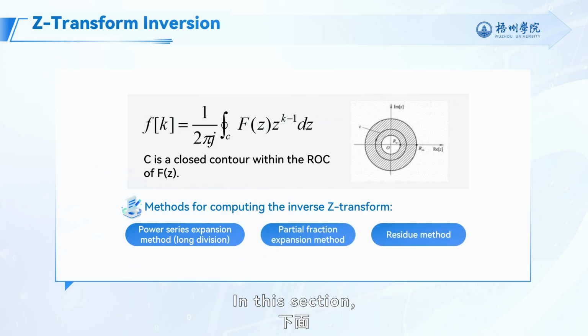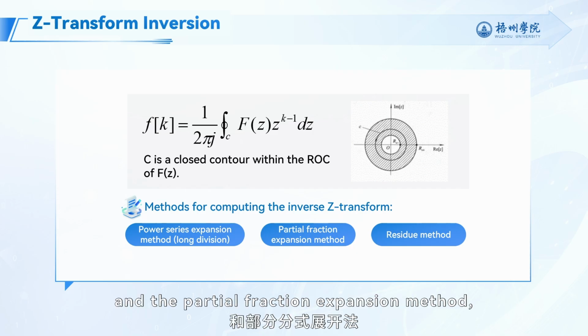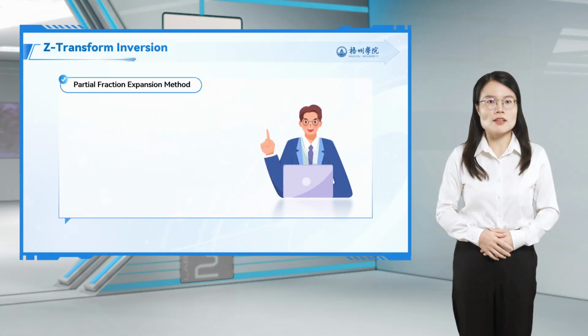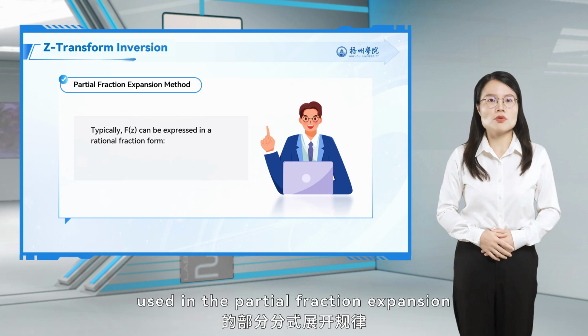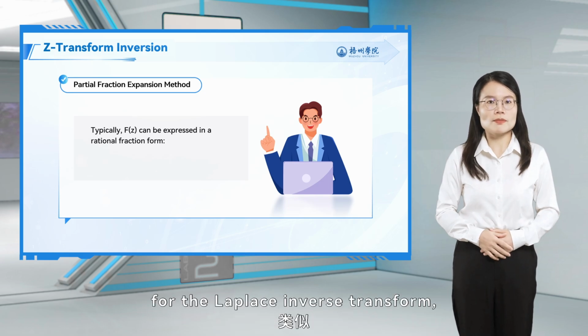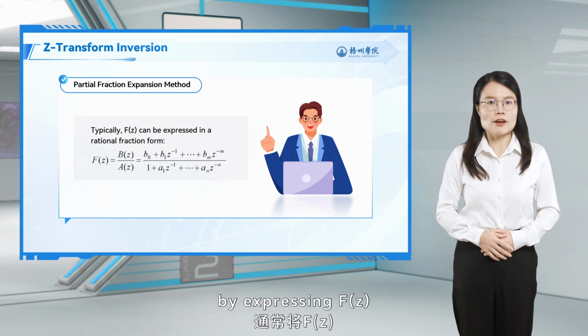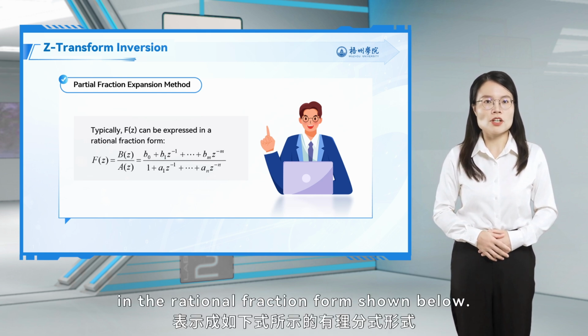In this section, we will focus on the residue method and the partial fraction expansion method, starting with the partial fraction expansion method. Similar to the procedure used in the partial fraction expansion for the Laplace inverse transform, the inverse Z transform typically begins by expressing F(z) in the rational fraction form shown below.